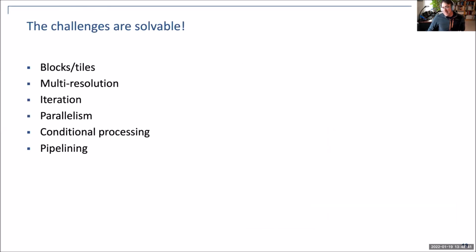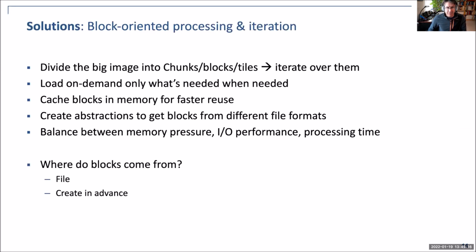All right, the good news is that these challenges are all solvable, and these are the main techniques that we have at our disposal for working with these large images. We can chunk it up. We can take that multi-resolution information and use it to our benefit. We can iterate through the data in parallel. We can do processing on only the data that we really care about, and we can work on multiple operations at the same time on the same pixel. I'll go into more of these in detail.